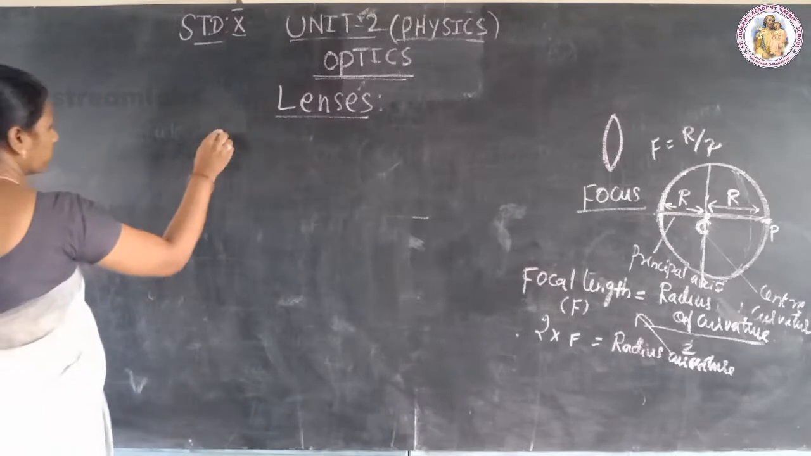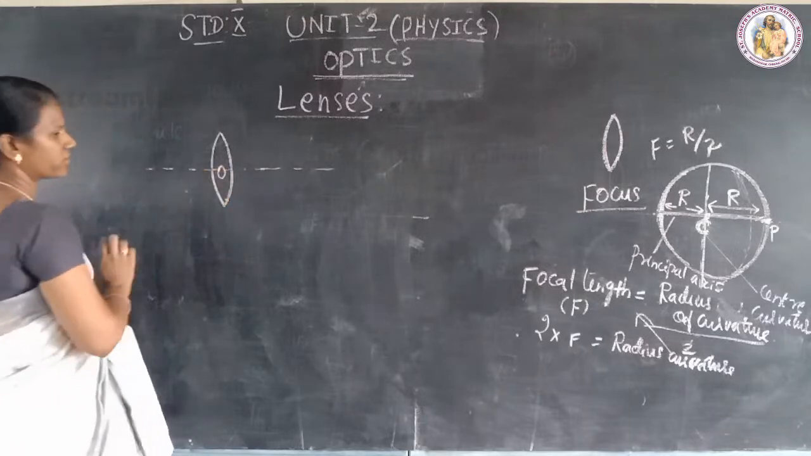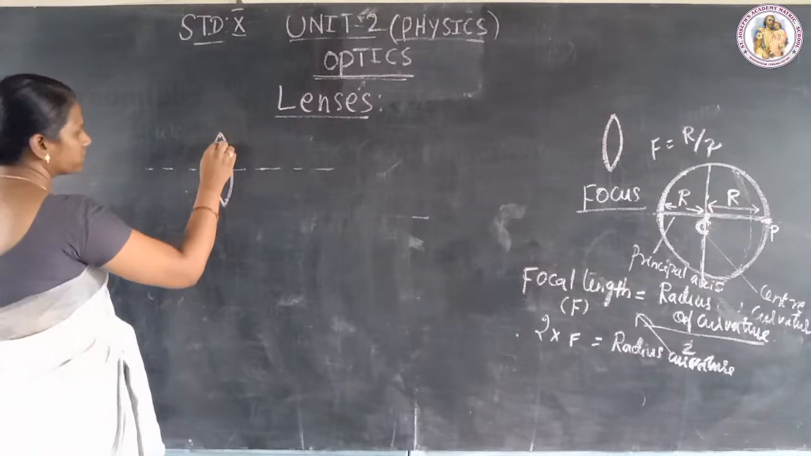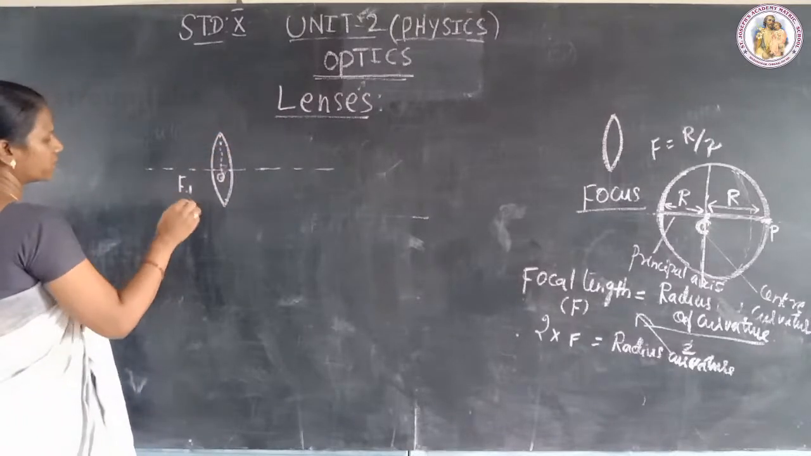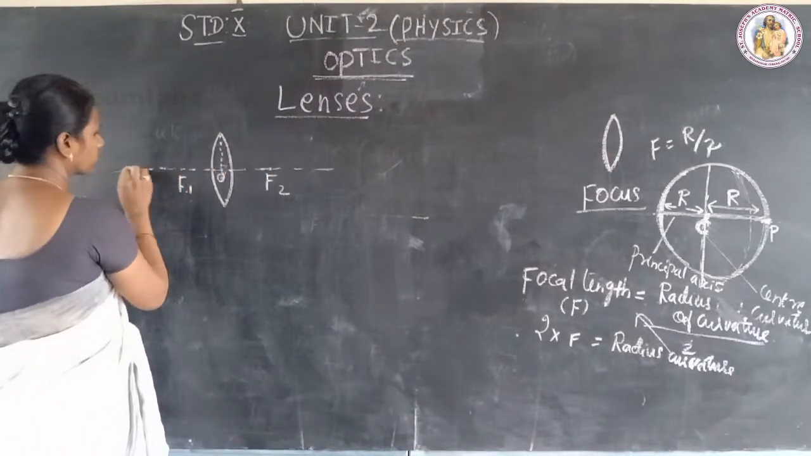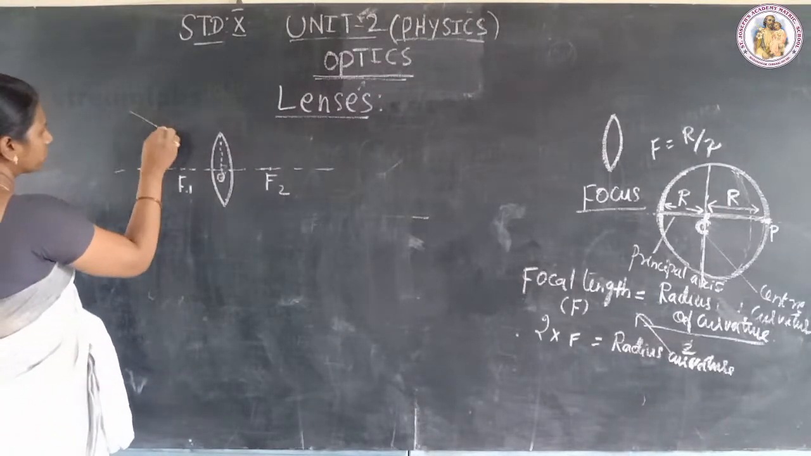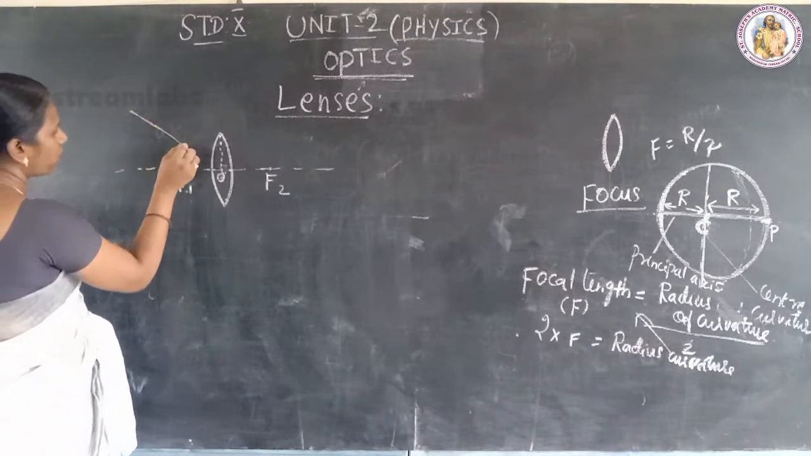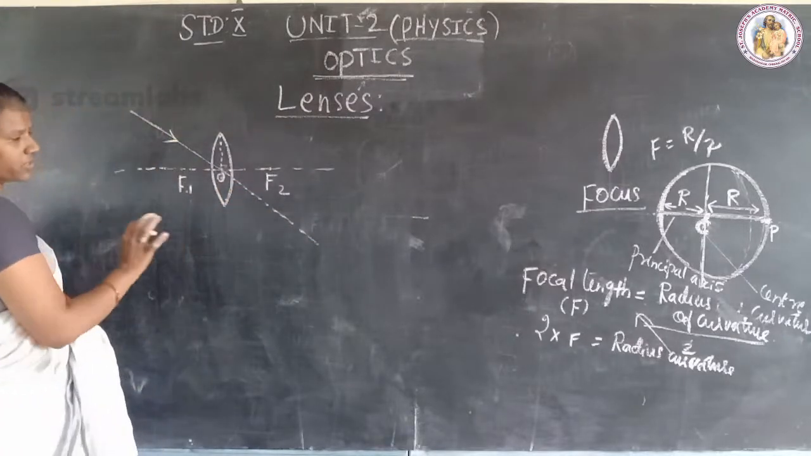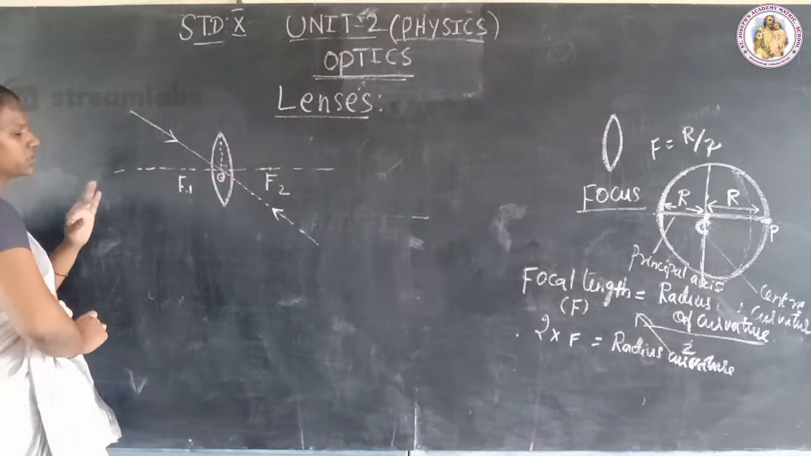The rule 1 and rule 2. What is rule 1 telling us? This is the optical center of the lens. Then see F1 and F2, the focus points. The first rule: the incident ray which is falling on the optical center is not deviated. It is refracted out straight. That is rule 1.